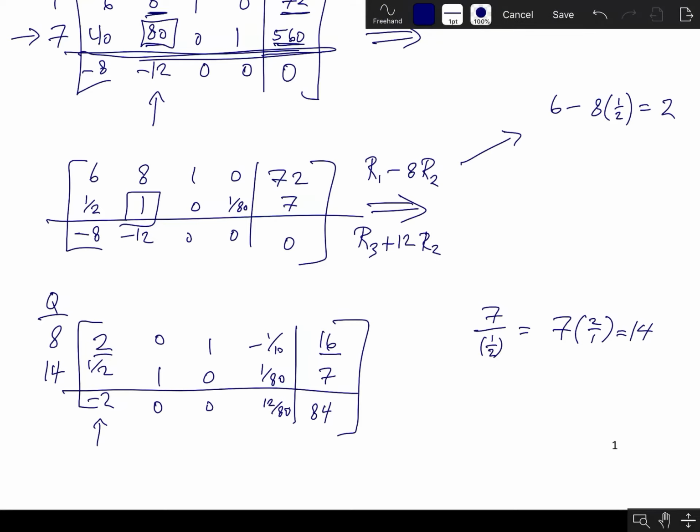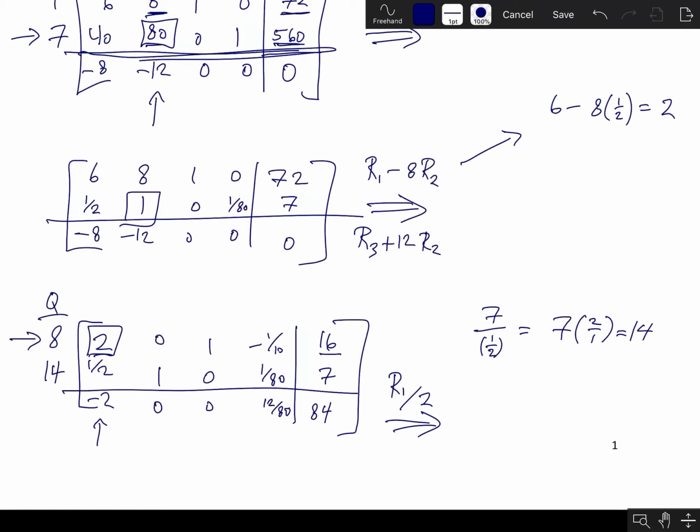So this quotient would be a 14. We'll take the smaller of the quotients. That will tell us where our pivot lives. So that 2 is going to become our pivot. And if we want that to become our pivot, then we need to take row 1, the pivot row, and then divide it by the pivot. So we'll take row 1 and divide it by 2.